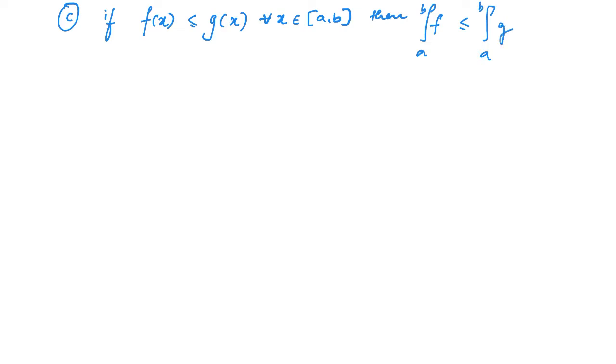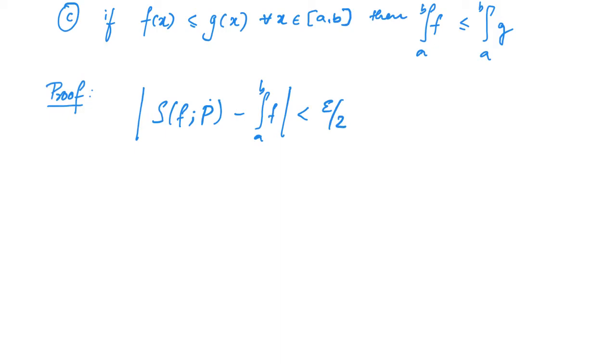Finally, we prove that if f of x is less than or equal to g of x for all x in [a,b], then integral a to b f is less than or equal to integral a to b g. So again, for every epsilon greater than 0, there exists delta of epsilon greater than 0 such that S of f P dot minus integral a to b f is less than epsilon by 2 if norm of P dot is less than delta of epsilon. And similarly, S of g P dot minus integral a to b g is less than epsilon by 2, again if norm of P dot is less than delta of epsilon.